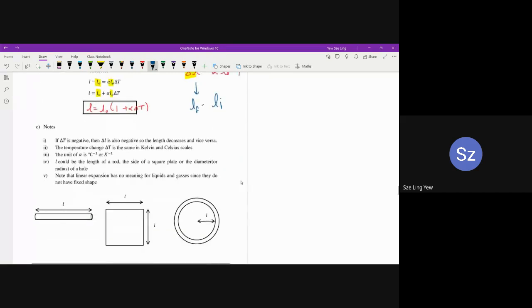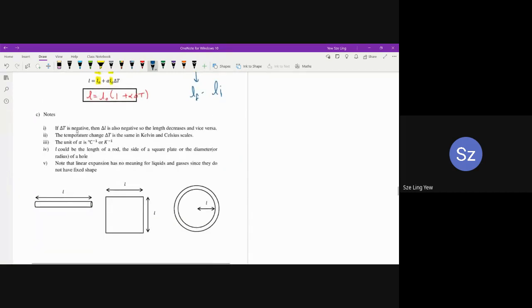Okay, so notes. This is what I told you just now. If the change in temperature is negative, meaning you cool something down, something is being cooled down, then delta L is also negative. Therefore it means the length decreases.